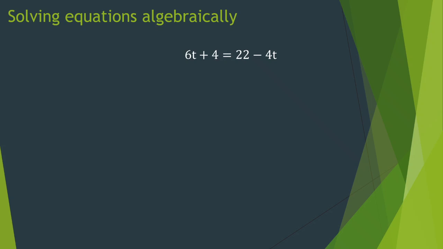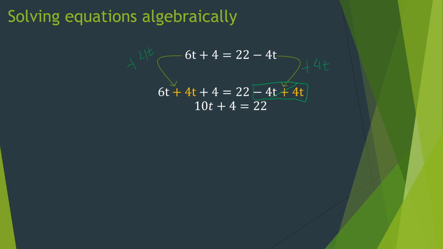Let's try another example. So 6t plus 4 equals 22 minus 4t. Before, we said if we have two positive numbers, it's probably a good idea to think about which one you want to subtract. But for this one here, I'm going to try and get rid of negatives. So I'm going to add 4t to both sides. And that should give me exactly that, which then means this part here cancels out, and I'm left with 10t plus 4 equals 22.